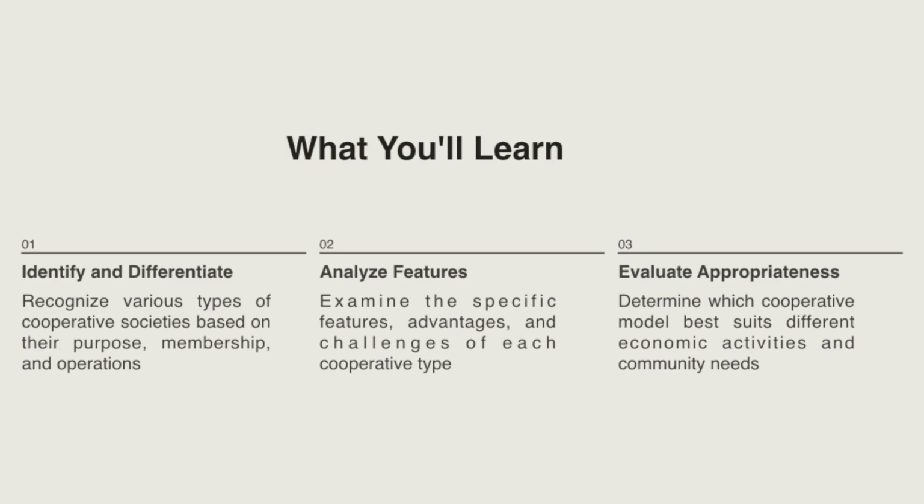So, dear learners, after going through this video session, you will be able to identify and differentiate between the various types of cooperative societies based on their purposes, their membership, and their operations. You will be able to analyze the specific features, their advantages, and the challenges of each type of cooperative society that we'll discuss in this video session. Again, you will be able to evaluate which type of cooperative model is most appropriate for the different economic activities and community needs.